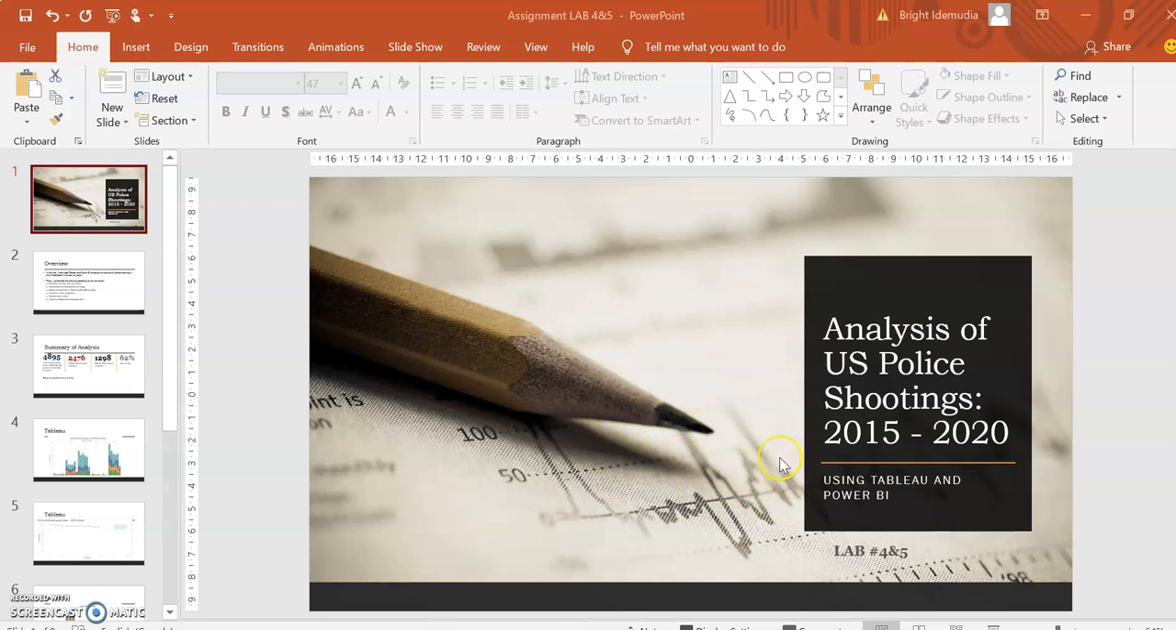My name is Bright Idemudia, and I'm presenting to you Lab 4 and 5 assignment. The assignment is on the use of Tableau and Power BI to demonstrate our knowledge of data analytics. I have chosen analysis of US police shooting between the period of 2015 and 2020 as my topic and my data set, which I will be analyzing for you in this video.